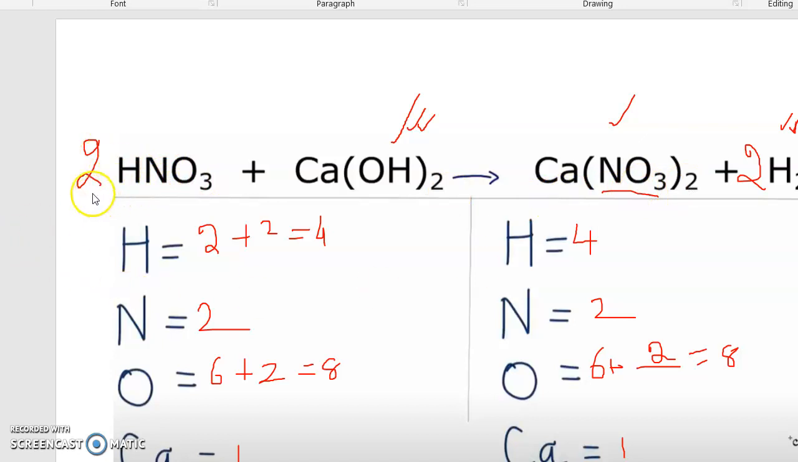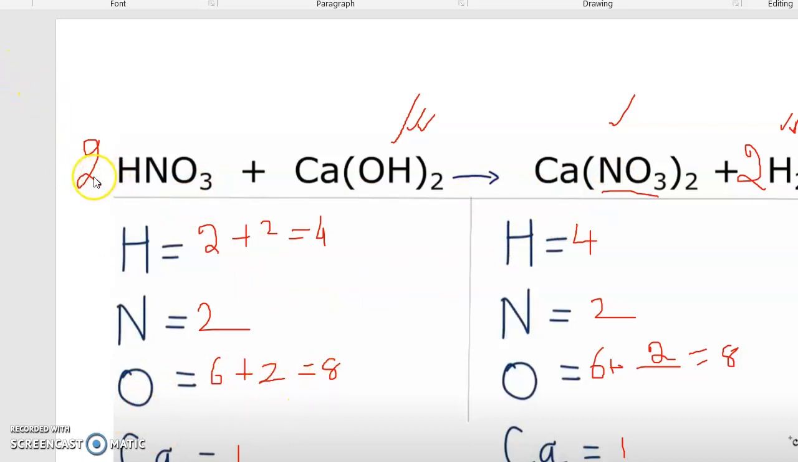When you put 2 in front of HNO3, the number of hydrogen atoms gets disturbed. On the left hand side, in HNO3 you have 2 H, plus OH twice, 2 hydrogen, so totally 4 hydrogen. To balance hydrogen, we have to balance water, because on the product side we have hydrogen only in water. So put 2 in front of water so that the number of hydrogen atoms will be 4. So hydrogen is balanced, then NO3 balanced. Then oxygen, let us check whether it is balanced or not.